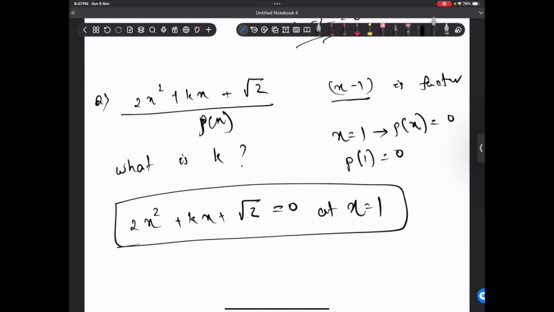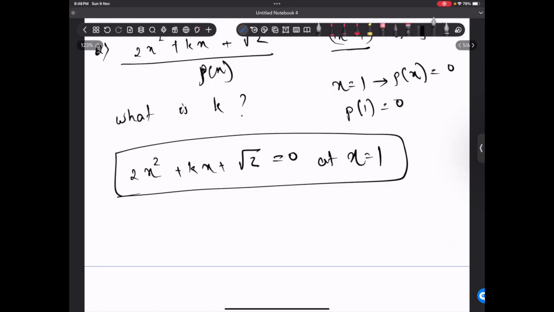Why? Because x minus 1 is a factor, and as per factor theorem, it should be 0. Correct, because it becomes a 0. The relationship between a factor and a 0 is that if x minus 1 is a factor, then x equal to 1 is a 0 for that particular polynomial. This is the beauty of factor theorem.